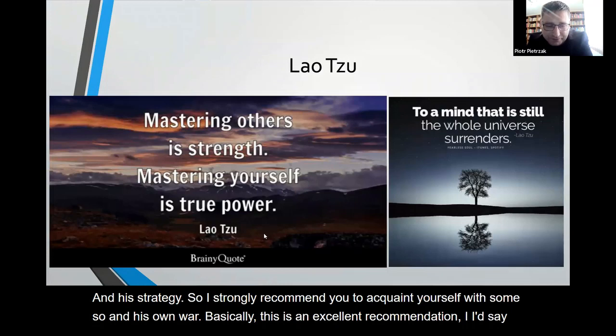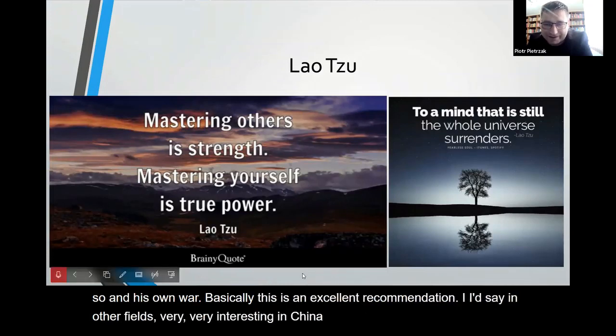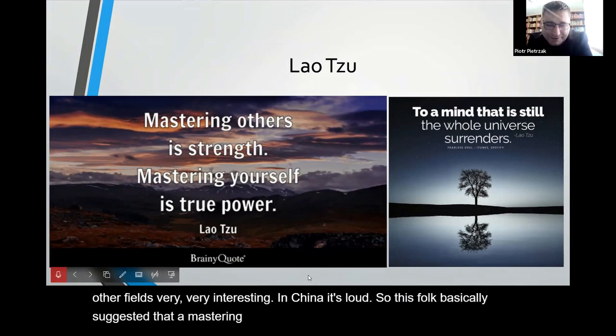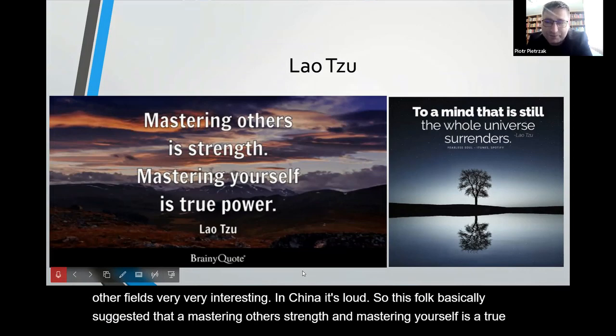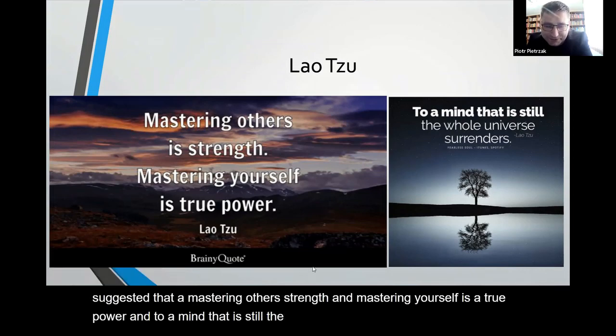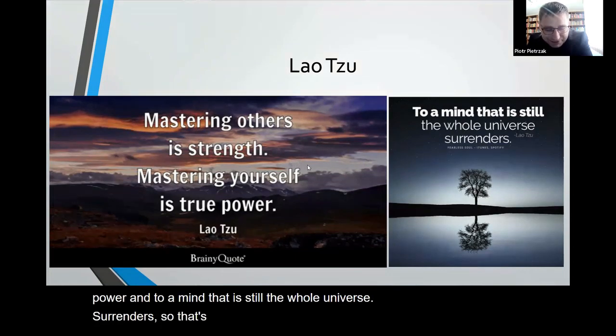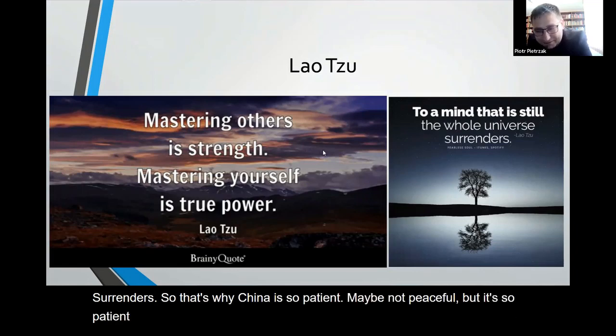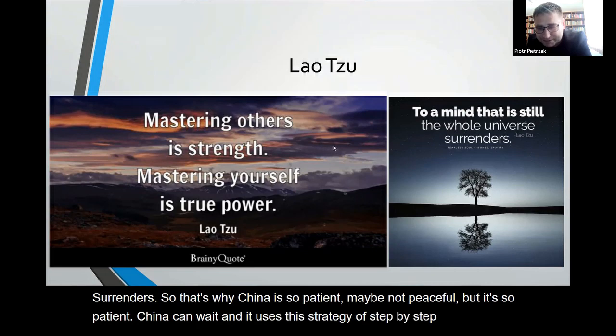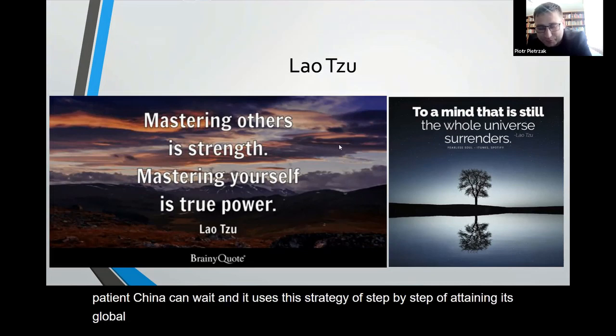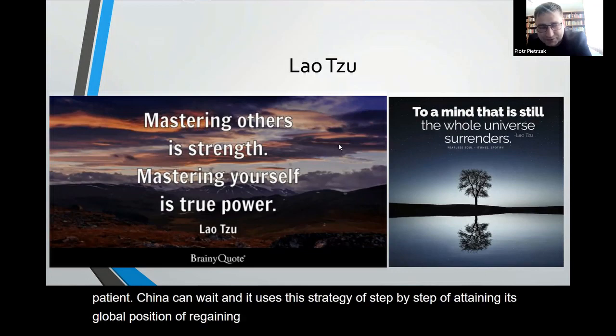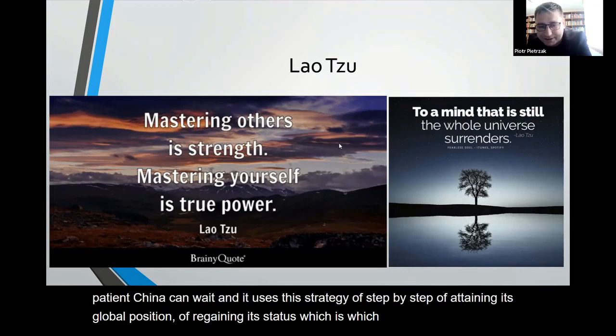Another philosopher who is very interesting in China is Lao Tzu. He basically suggested that mastering others' strength and mastering yourself is true power, and that to a mind that is still, the whole universe surrenders. So that's why China is so patient, maybe not peaceful, but so patient. China can wait, and it uses this strategy of step by step attaining its global position, of regaining its status, which China lost in the 19th century, basically.